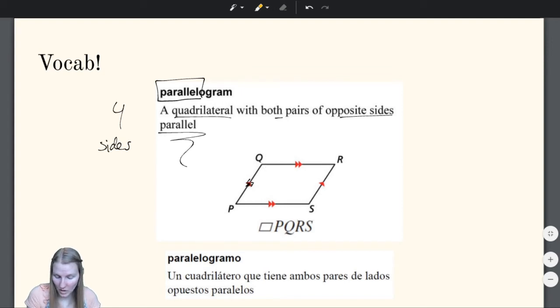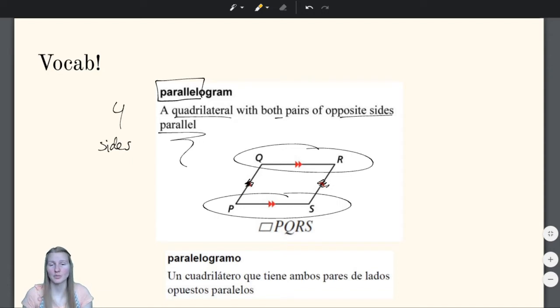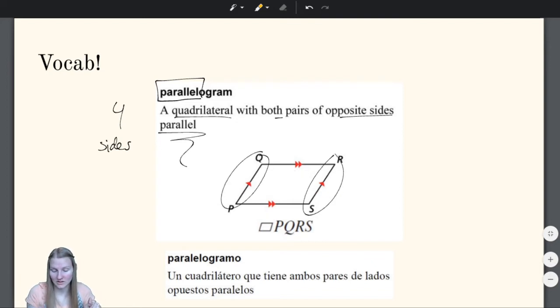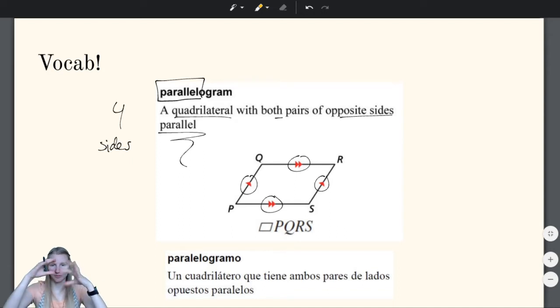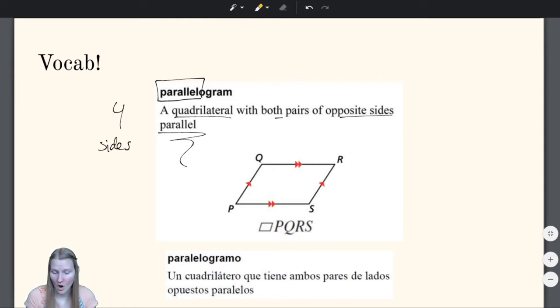Now, if only one pair of opposite sides is parallel, we don't know that that's a parallelogram. We need both pairs of opposite sides to be parallel in order to know that we have a parallelogram. So you better see all of these red marks. You better see one arrow on opposite sides and then 2 arrows on the other opposite sides in order for this to be a parallelogram. All the opposite sides must be parallel.